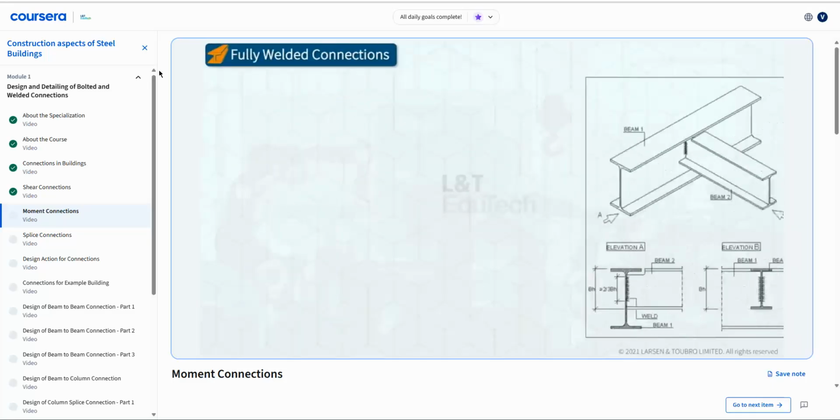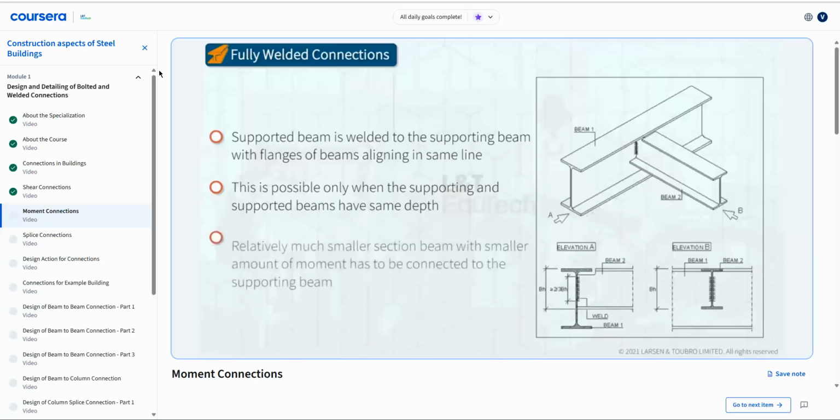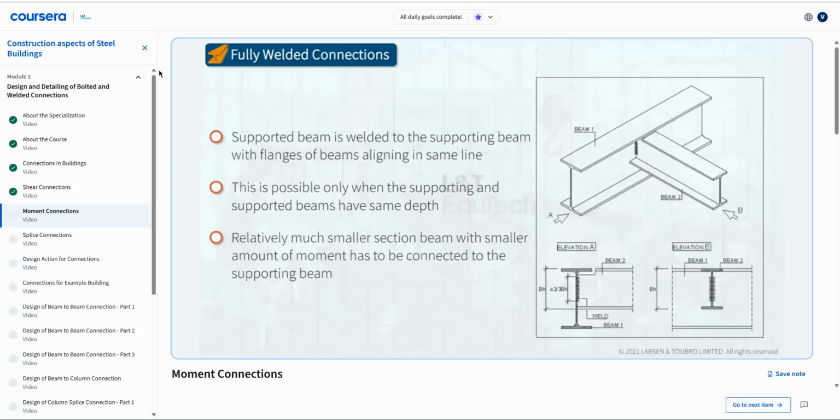In this type of connection, the supported beam is welded to the supporting beam with flanges of beams aligning in the same line. However, this is only possible when the supporting and supported beams have got the same depth. Another possibility for such fully welded connections is when we have a relatively much smaller section beam with a smaller amount of moment that has to be connected to the supporting beam.